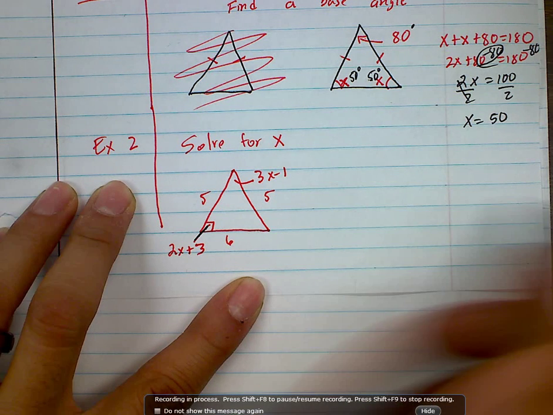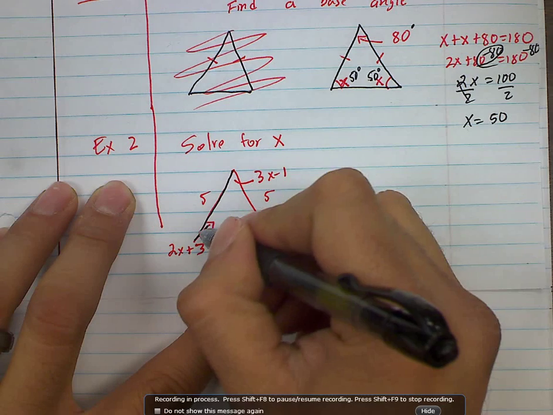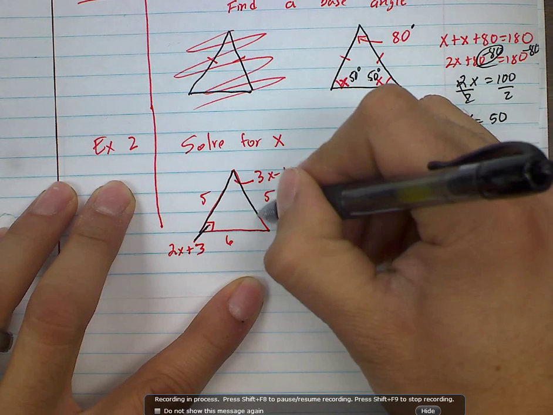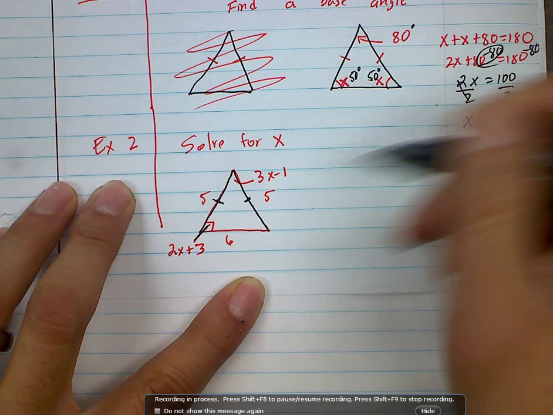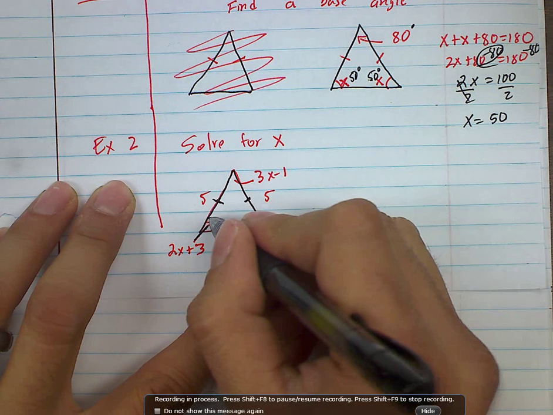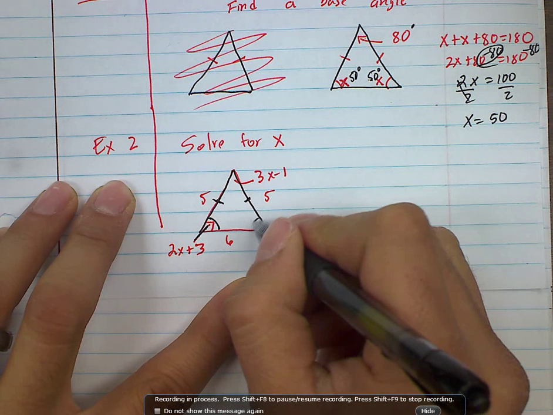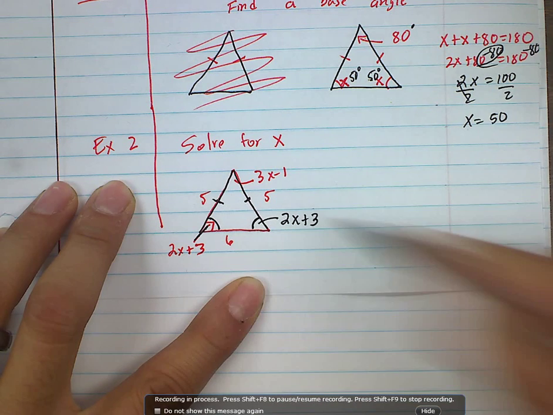So how do we know it's an isosceles? We know it's an isosceles because this leg is congruent to that leg. That one's 5, that one's 5, so therefore it's an isosceles. Now, since it's an isosceles triangle, this angle right here must be congruent to that angle. Therefore, this one is also 2x plus 3.